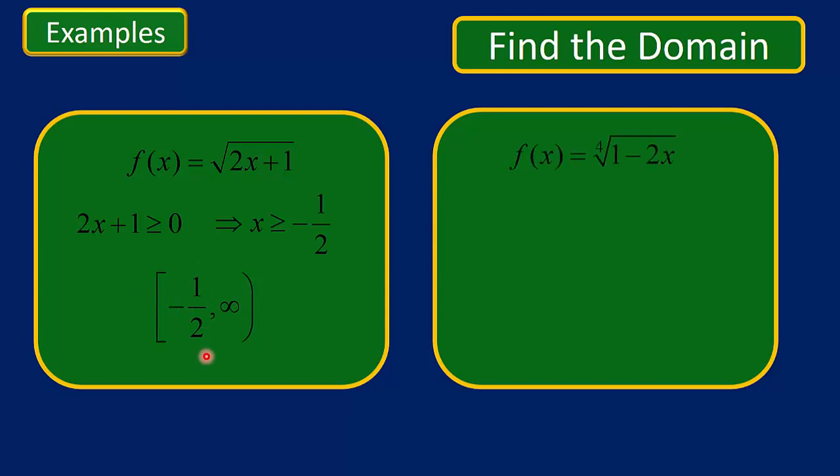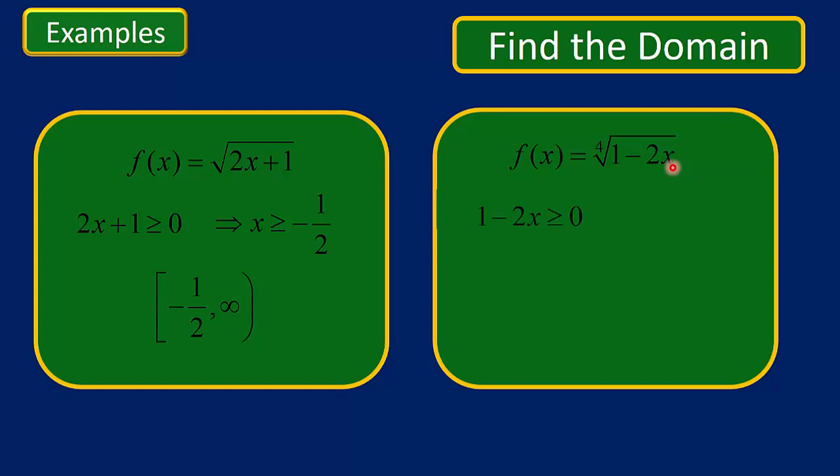Okay, let's look at this one. Here's the fourth root. Now, by the way, if this had been the cube root, we would just say the domain is all real numbers. So if this had been the cube root of 1 minus 2x, all real numbers. We're just looking at these two cases where we have to worry about the domain. Now, as we progress through our studies, we'll find other cases where we have to worry about domains. But right now, we're just looking at these two cases.